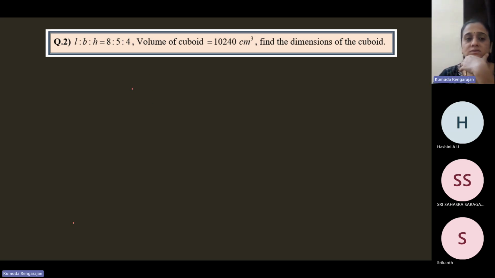So here we have the ratio of the dimensions of a cuboid. You have the ratio of the dimensions of the cuboid and you're given the volume of the cuboid. You need to find the actual dimensions. Here, only the ratio of the dimensions is given to you. You don't have the dimensions. It's not 8 centimeters, 5 centimeters, and 4 centimeters. The ratio is 8 is to 5 is to 4. So you'll have to find the actual dimensions of the cuboid.